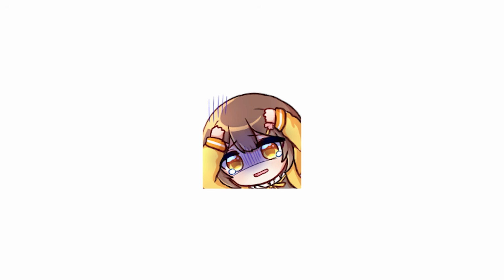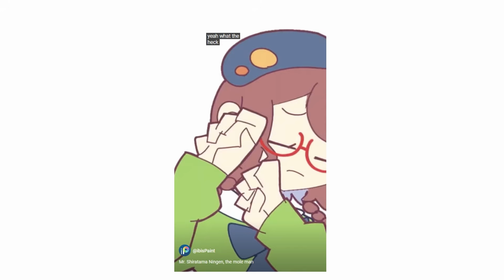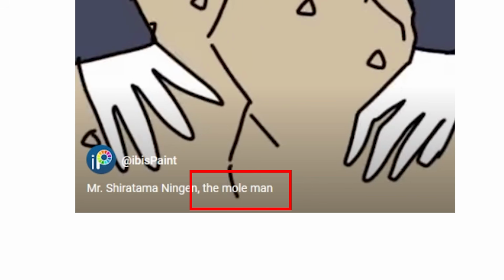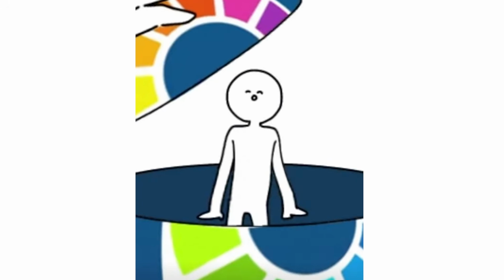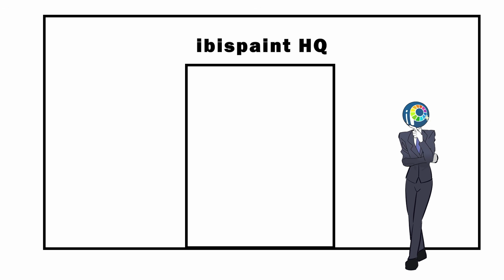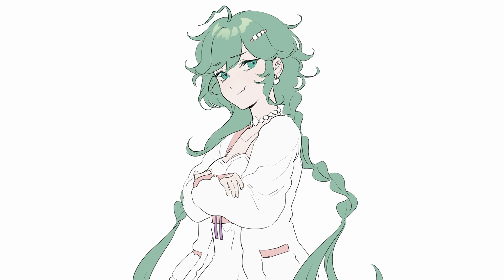Now I have learned new pieces of information. That is, when Shiratama puts on a suit, his face is replaced with the Ibis Paint logo, and now Misa found him cute. However, this title, Mole Man, and this suspicious imagery of Shiratama hiding under the mask jumped out at me. Has Shiratama gone undercover to finally infiltrate Ibis Paint headquarters? I suppose we can only see how much further this story will go.